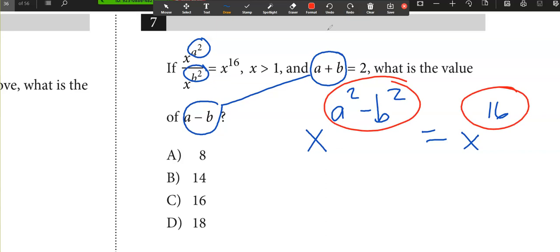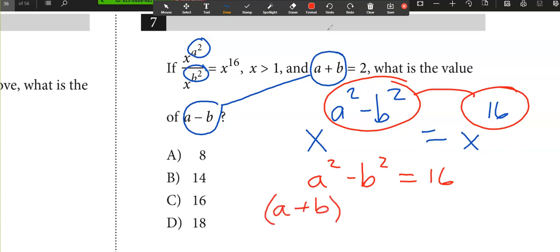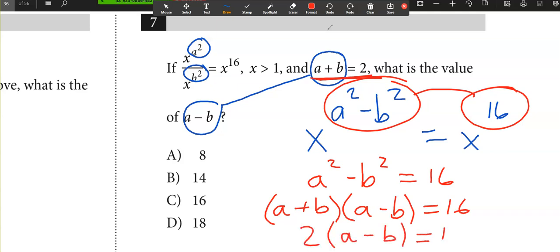A squared minus b squared is equal to 16. When you're dividing like bases, you subtract the exponents. So what I'm hoping that you see is that's a difference of perfect squares, and it can be factored. And they already gave me that a plus b is equal to 2. So a little bit of division shows me that a minus b has to be equal to 8.